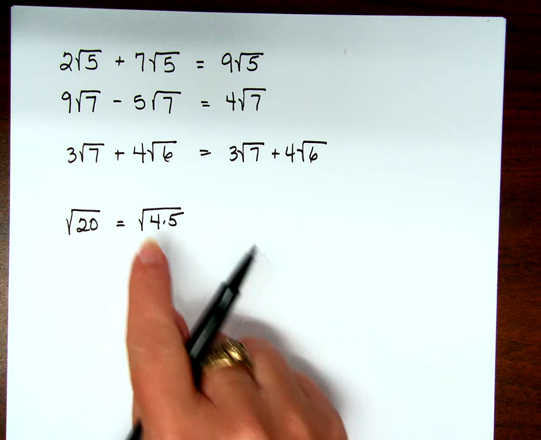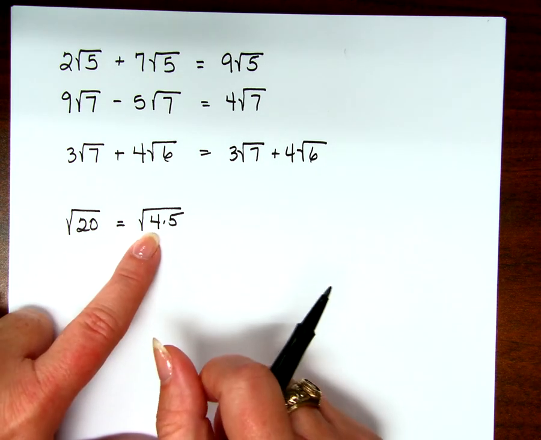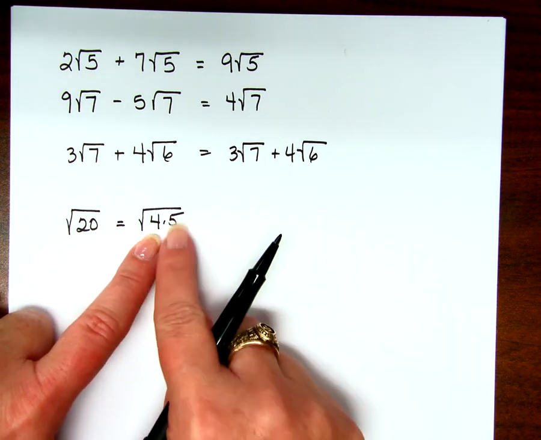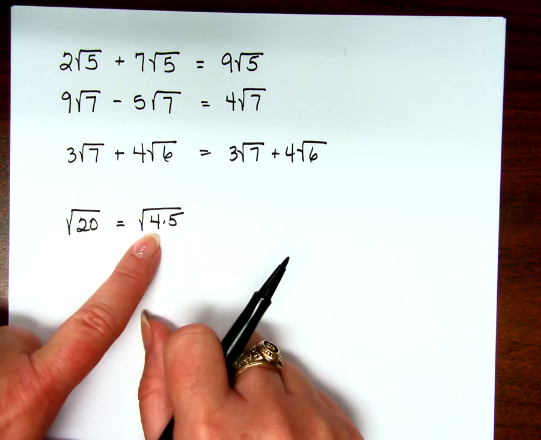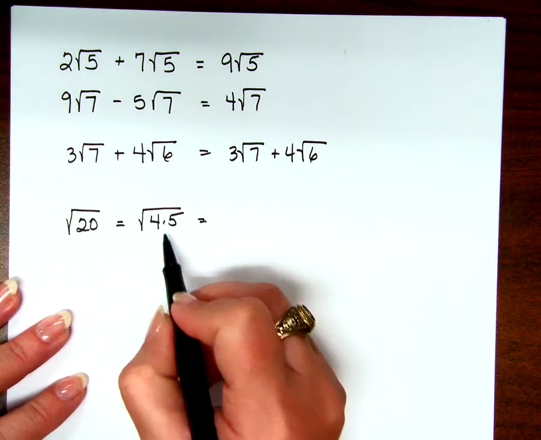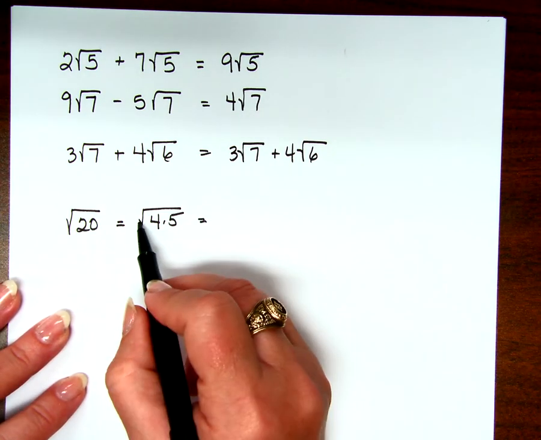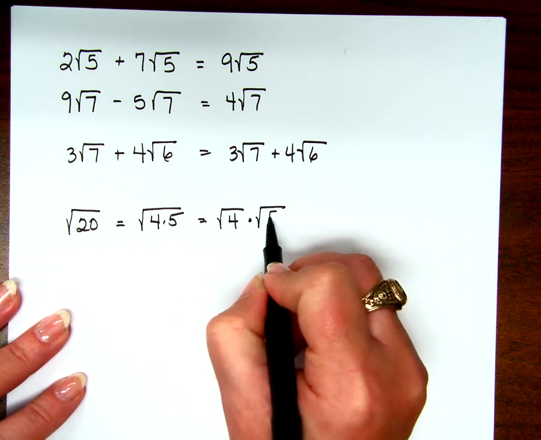Now, why did I choose 4 and 5 instead of like 2 and 10? Well, do you know the square root of 2? Do you know the square root of 10? That doesn't help me. Do I know the square root of 4? Yes, I do. So when I'm trying to decide how to break this number down, I want to choose something that I know the square root of. Does that make sense? Because one of the properties of square roots says that the square root of 20 equals the square root of 4 times 5, that also equals the square root of 4 times the square root of 5.